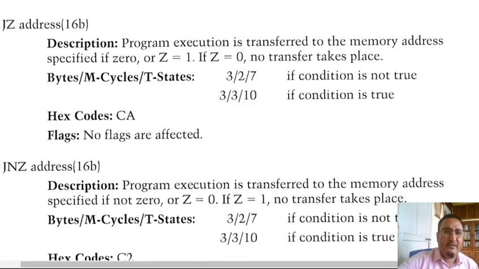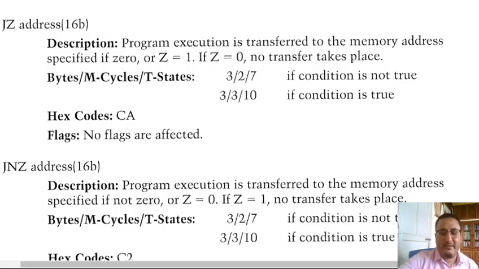Now likewise we have JZ. Now JZ is an instruction that's capable of transferring program execution to the address specified if zero flag is equal to 1, jump on zero, right? So it transfers program execution to the address specified if zero flag is equal to 1. If zero flag is equal to 0, then no transfer takes place. It requires 3 bytes, 2 machine cycles, 7 T states if the condition is not true, and it requires 3 bytes, 3 machine cycles and 10 T states if the condition is true.